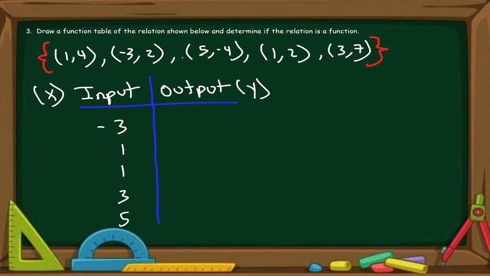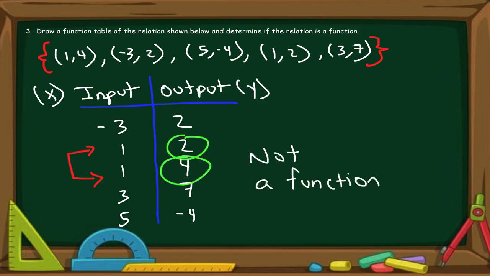Now -3 corresponds to 2 for the table. These numbers need to match, so I'm not going to list the output values in ascending order. Now for this one, we could use either one, so I'm going to use 1, 2 for the next one, and then 1, 4. Now when x is 3, y is 7, and when x is 5, y is negative. So that's the function table. And because we have two identical x values that correspond to two different y values, we know that this relation is not a function. So that's it for this problem.